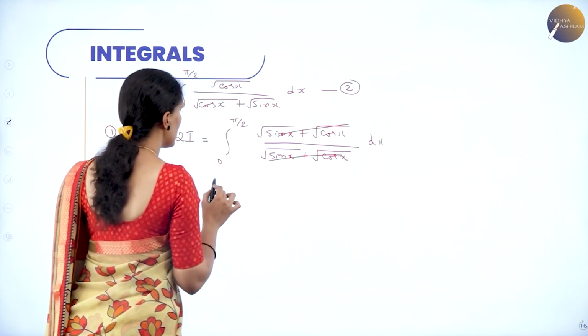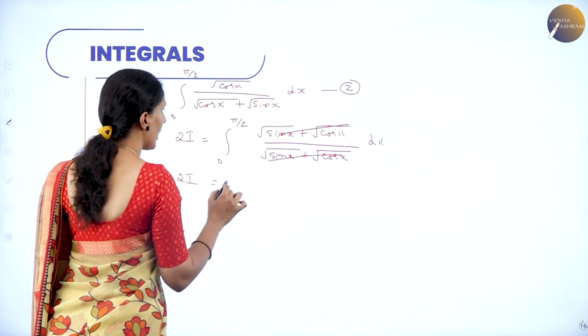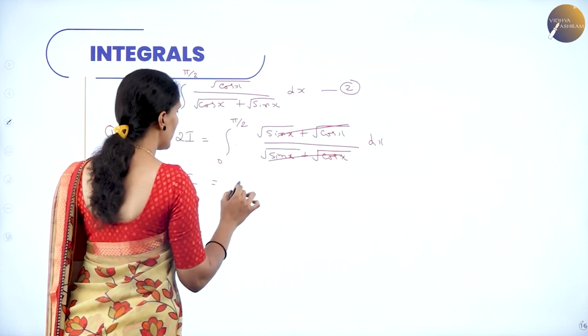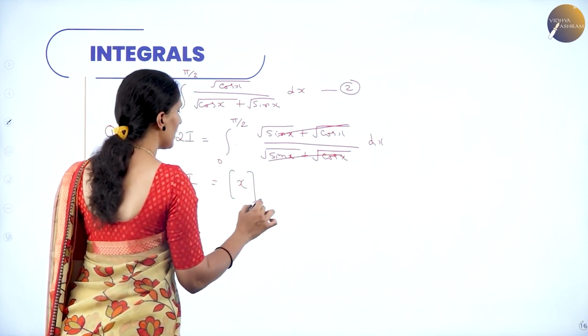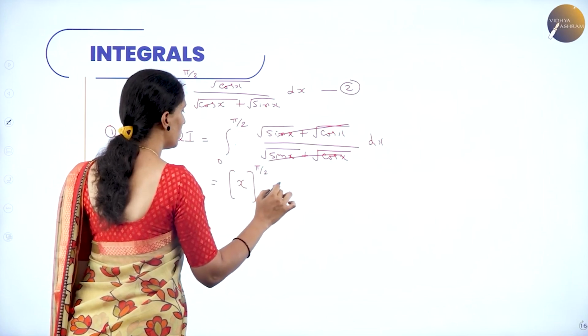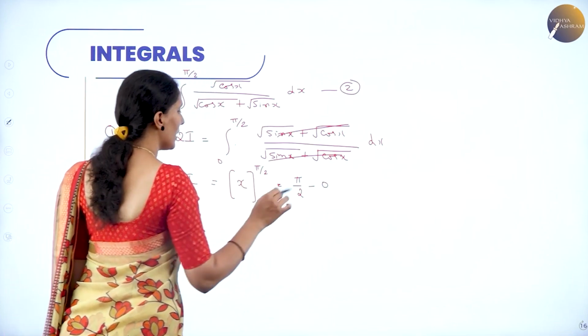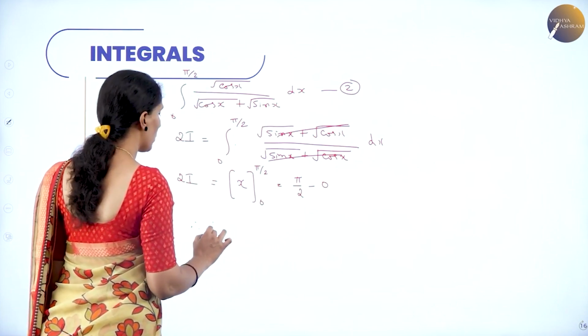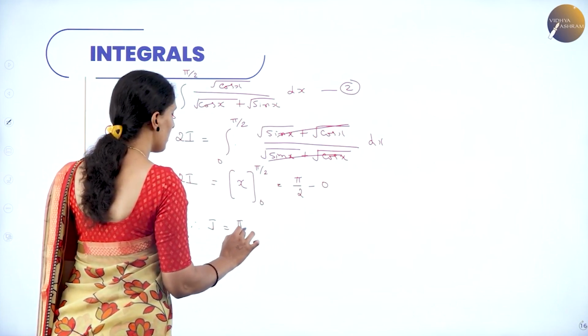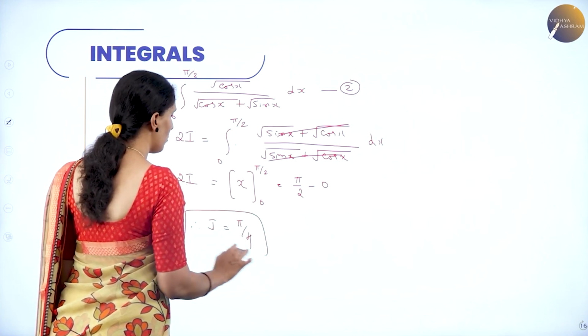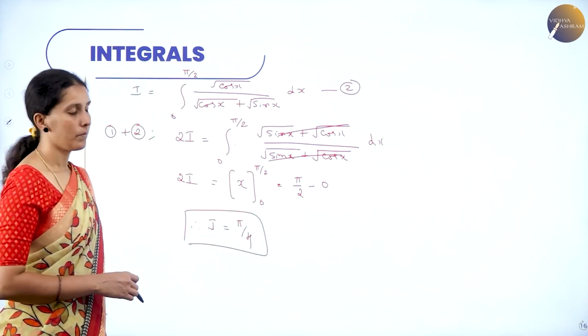So both get cancelled. We get 2I is equal to the integral of dx, which becomes x. Apply the limit 0 to pi by 2, then it becomes pi by 2 minus 0. Now 2I is pi by 2. So therefore, what is I? I value is pi by 4. So this is the value of the given integral.